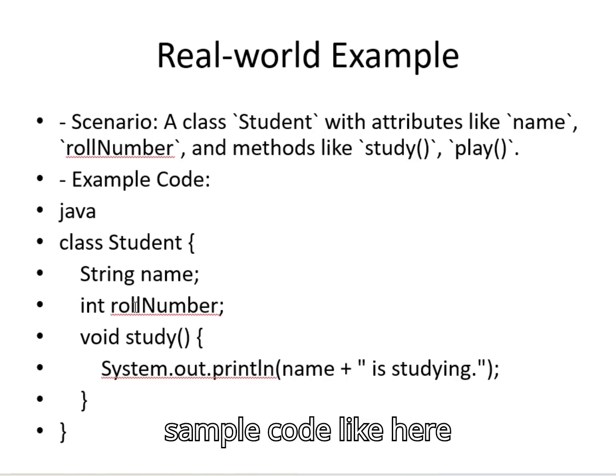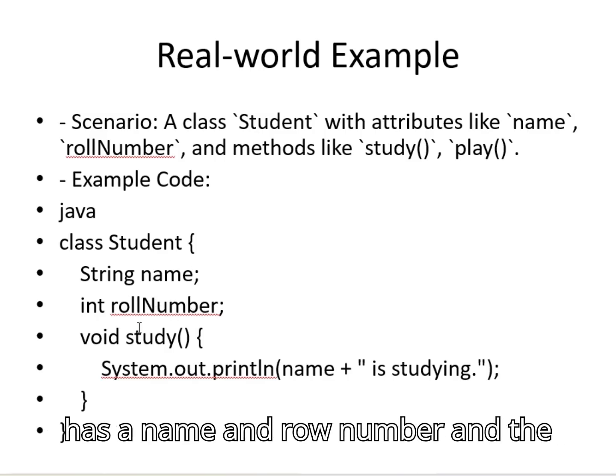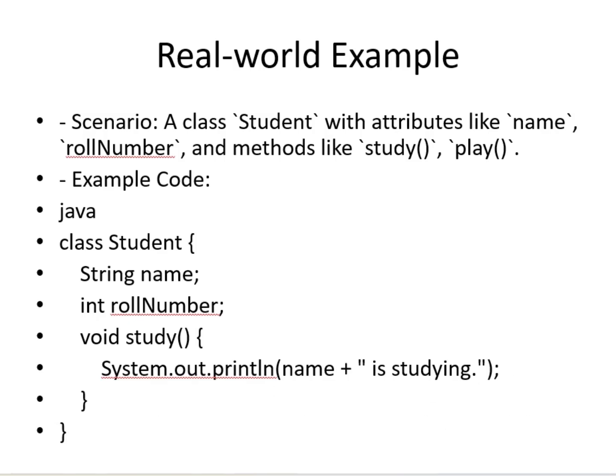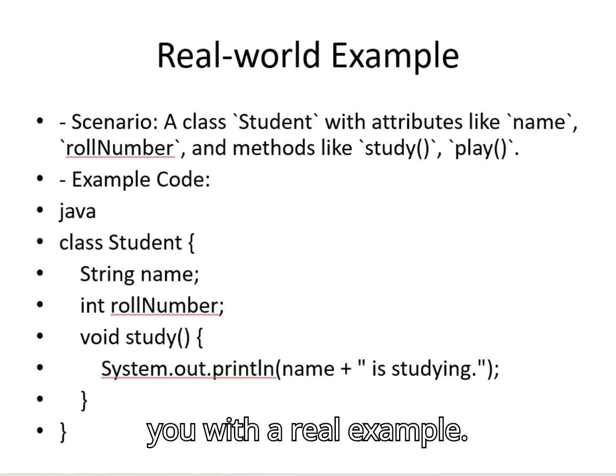So, this is a sample code. Here, we created a class called student, and he has a name and roll number, and the method is void study, and he is studying. And now I will go back to Visual Studio Code and explain with a real example.